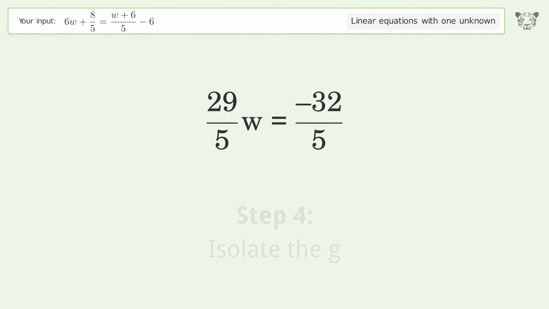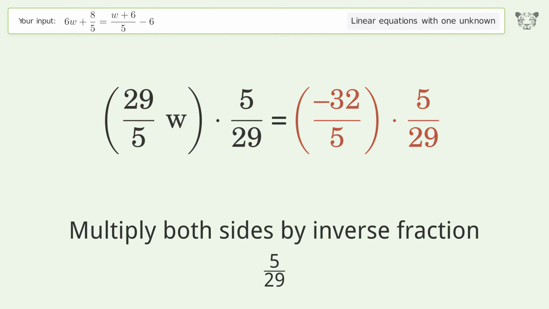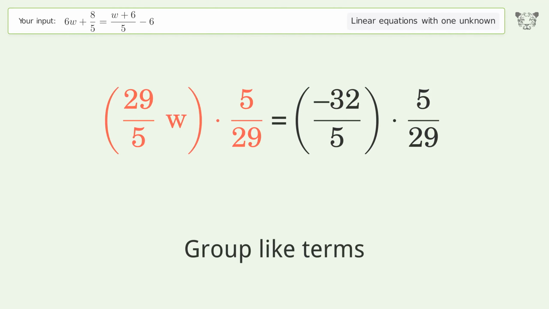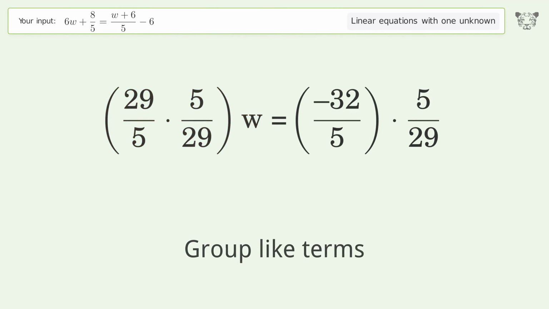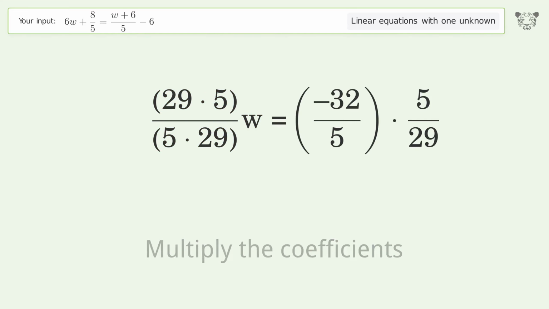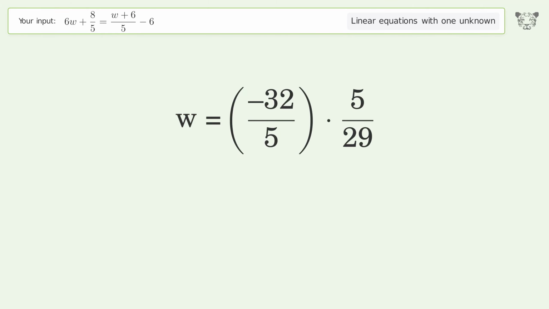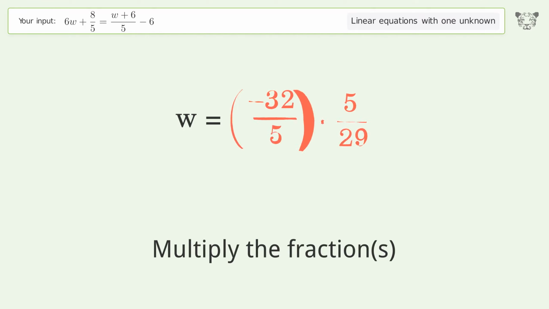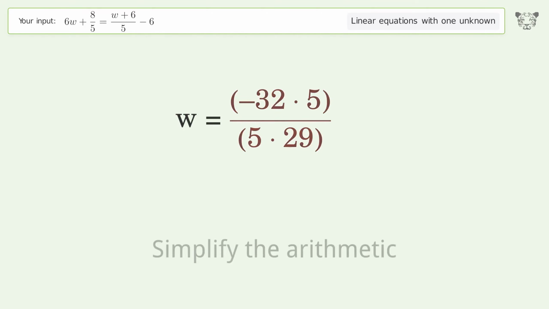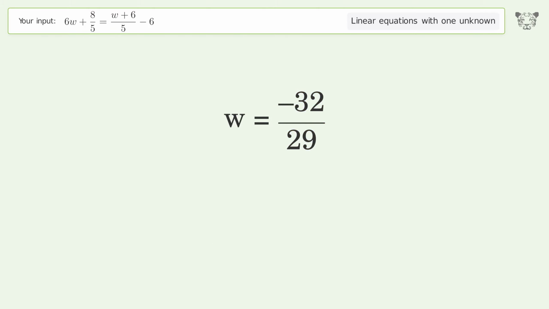Isolate the g. Multiply both sides by inverse fraction 5/29. Group like terms. Multiply the coefficients. Simplify the fraction. Multiply the fractions. Simplify the arithmetic. And so the final result is w equals -32/29.